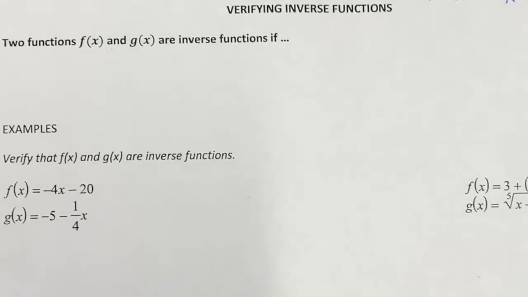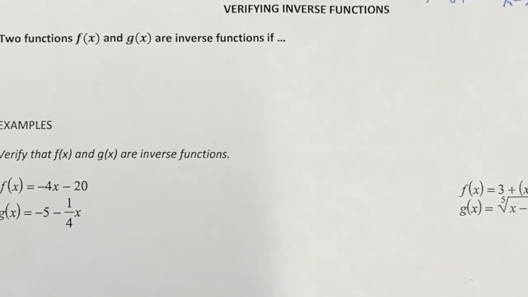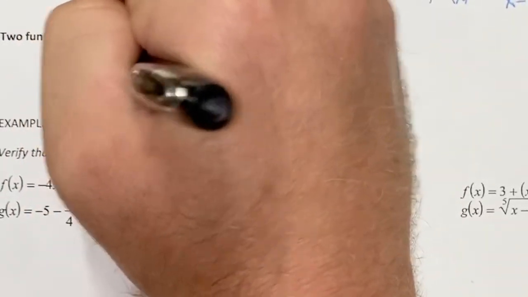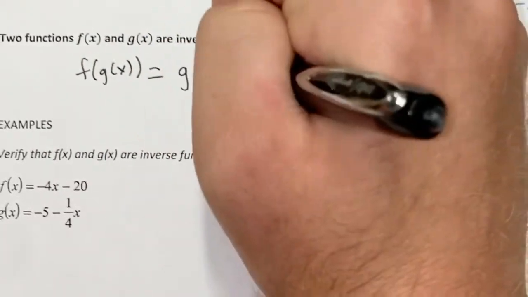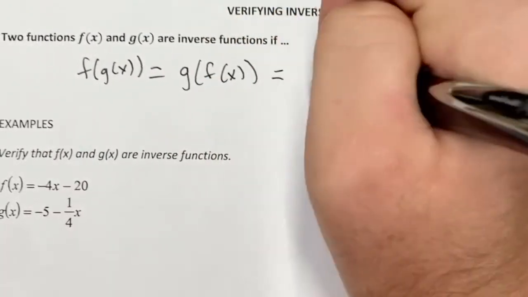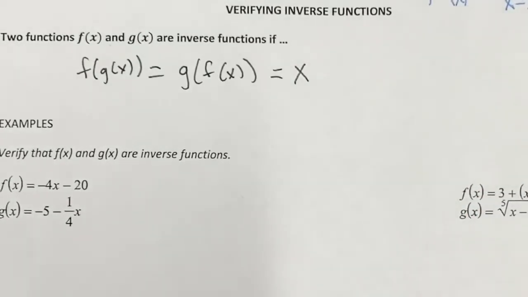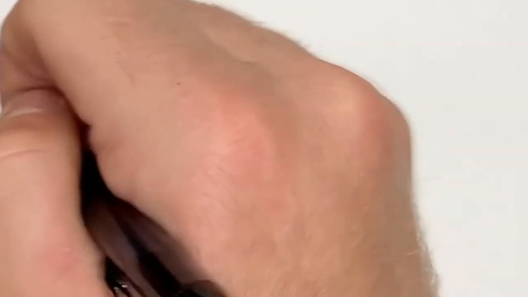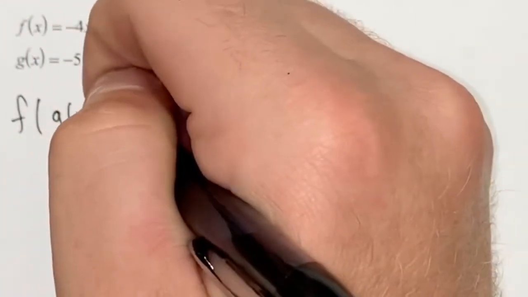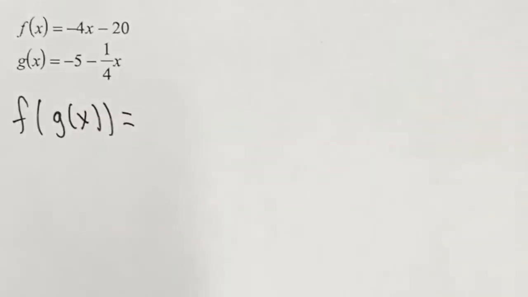We're going to talk about verifying functions are inverses. Two functions, f of x and g of x, are inverses if f of g of x is equivalent to g of f of x, and those must be equivalent to the variable x. We want to verify that f and g here are inverses of each other, so we need to find f of g of x and g of f of x.